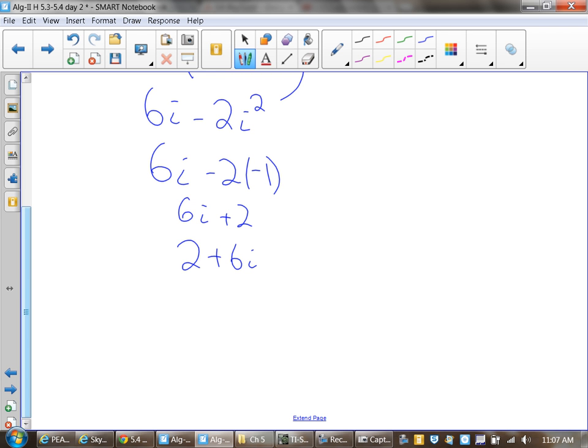Okay? The trick, it's not that it's really difficult. The trick is to remember that i squared is negative 1. So when you're distributing things through, sometimes you might just have to rewrite it at the end. Okay?